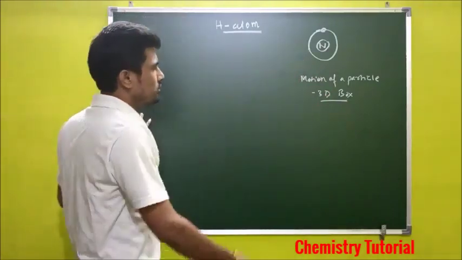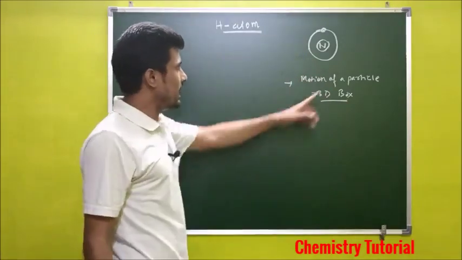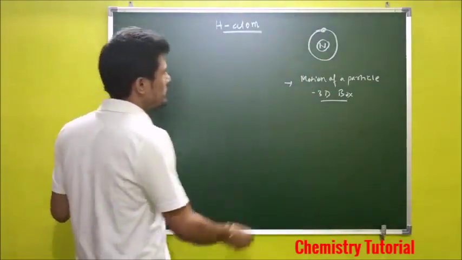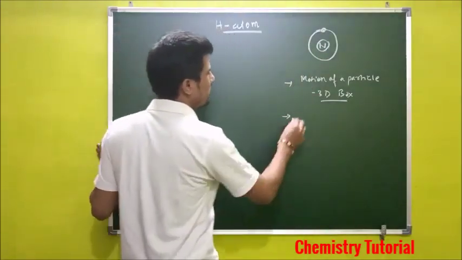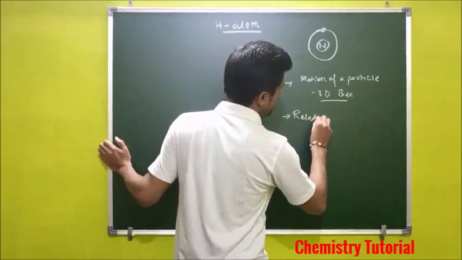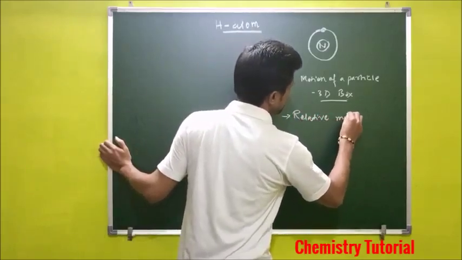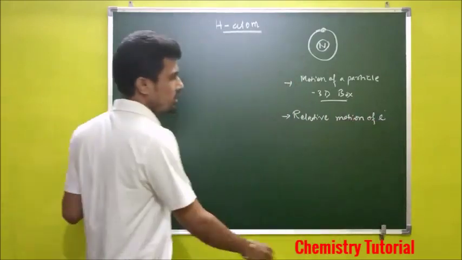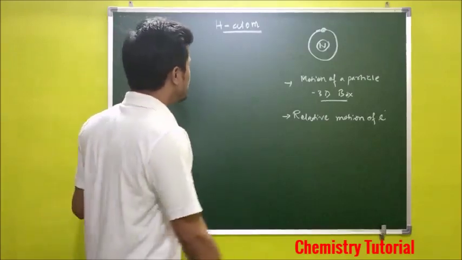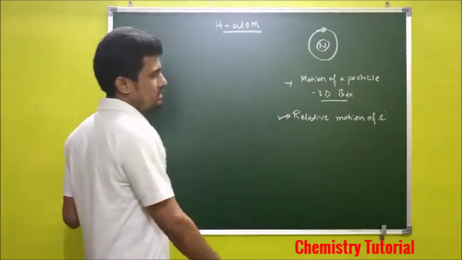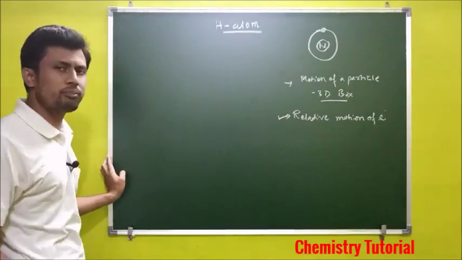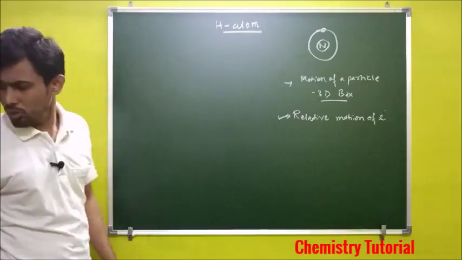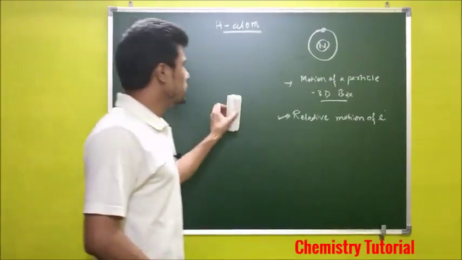There is another motion, that is, this electron will revolve around the nucleus, okay? So we can consider the relative motion of the electron around the nucleus. So in this video we just consider this motion, that is the relative motion of the electron around the nucleus of the hydrogen atom, okay?